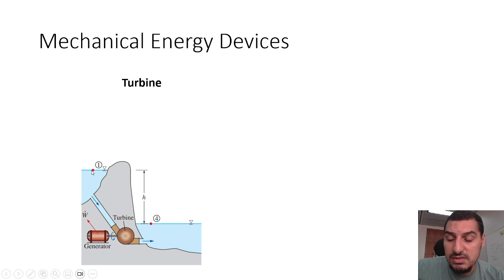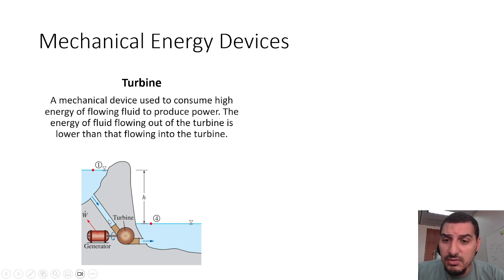A fluid at high elevation can go from up to down. It has very high potential energy, and this energy can be used to rotate the blades of a turbine. The rotation can be transferred to a generator to generate electricity, so we are getting work out of this. Based on this, the energy at point 1 before the turbine is higher than the energy after the turbine, because the fluid has already lost some energy that was consumed by the turbine.